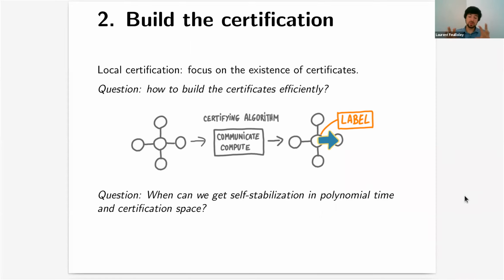And moreover, we also know that these two things can be equal, so you can have the optimal space if you allow exponential stabilization time, etc. So one question is, can we get the best of both worlds? Can we get polynomial time and use the optimal space, which is the certification space? That's an intriguing question, and we do not have a general answer.